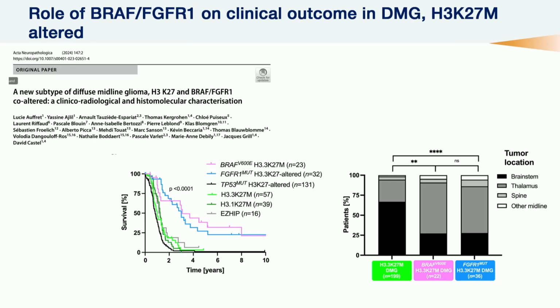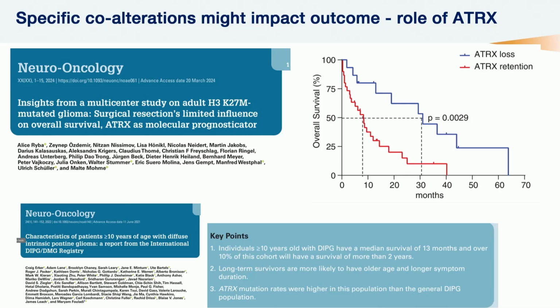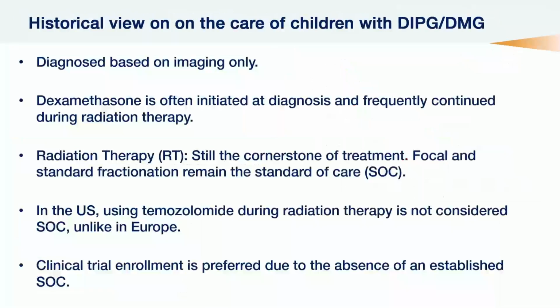So I do think that in order to understand any new therapy within the context, we really need to understand the molecular heterogeneity of your clinical trial cohort to really understand the impact of your new therapy. And then there are other co-alterations that might impact outcome. This is a study looking at ATRX loss and retention, and you see just stratifying by that marker, there are significant differences in terms of outcome. And so the key point to take home here is that in order to develop new therapies, we really need to understand the molecular context of our patient population.